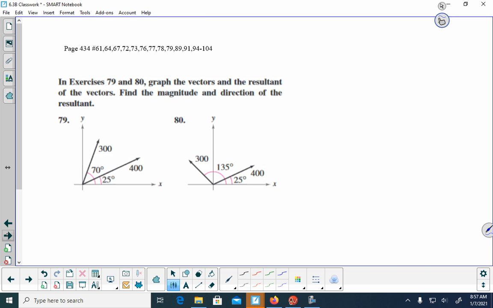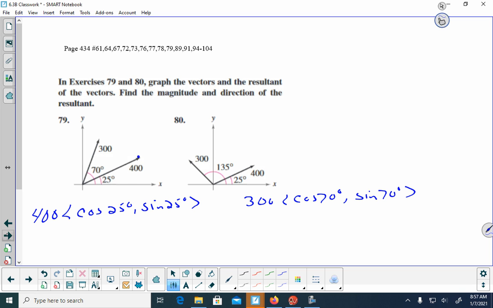In number 79, you are given a graph and they want you to find a resulting vector. So you're taking this first vector, which has a magnitude of 400 and angle 25. So I'm going to say 400 times cosine of 25 degrees, sine of 25 degrees, and that'll tell me exactly where that point is. Then the second part is 300 times the cosine of 70 degrees, sine of 70 degrees, and that is going to tell me where this point is.